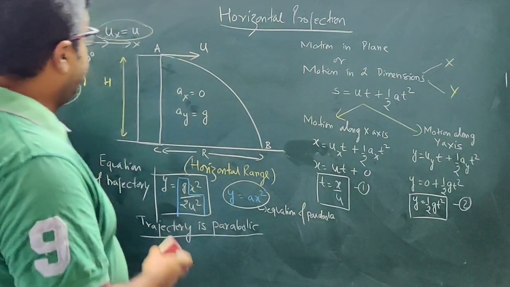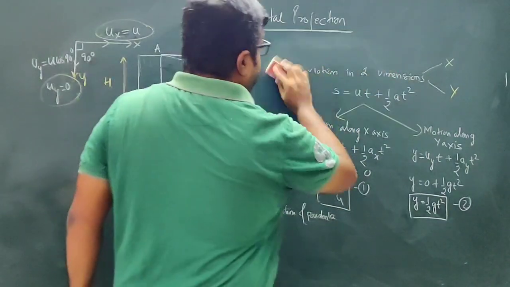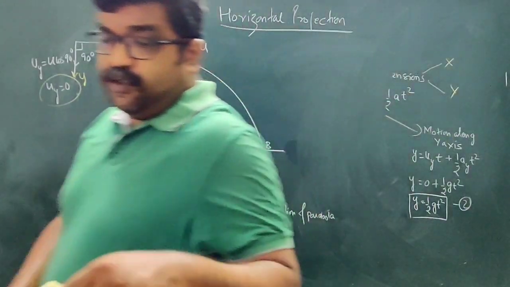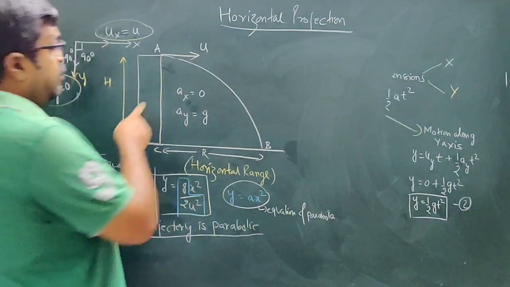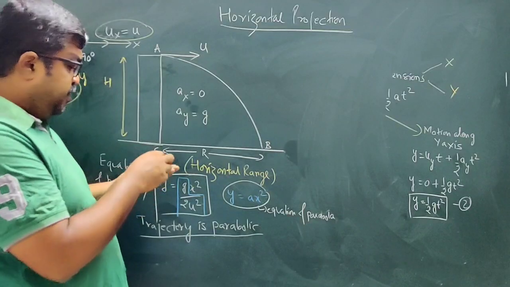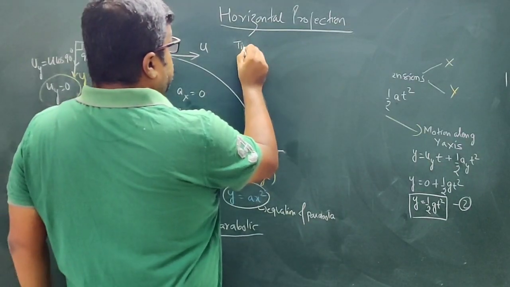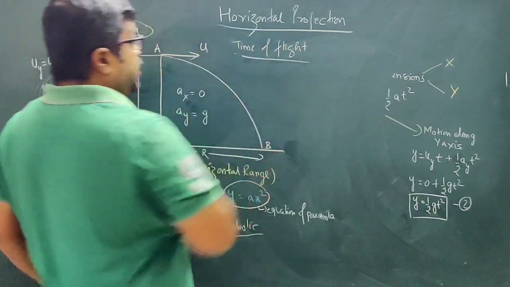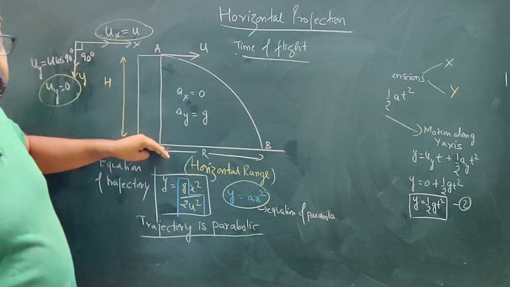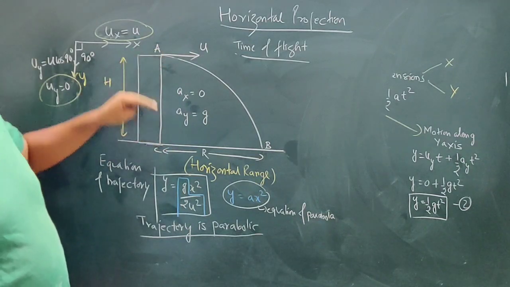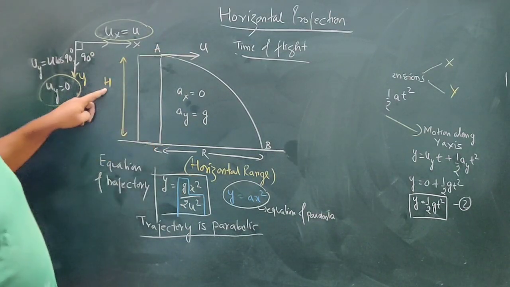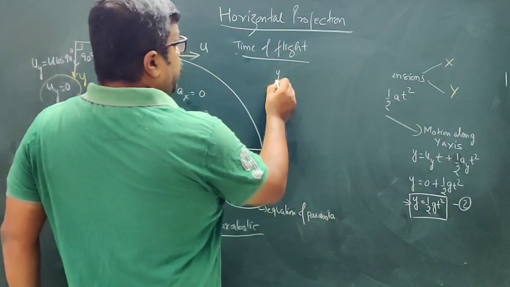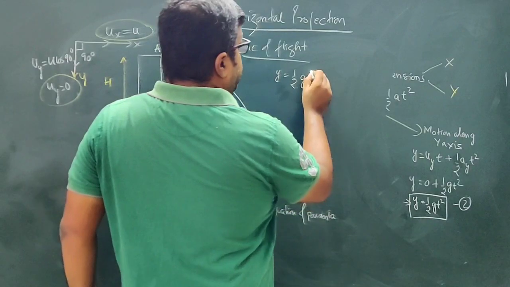Next, if we have to find the time of flight. In this case, time of flight is the time taken to travel from A to B, isn't it? When it is coming from A to B, what is the displacement along the y-axis? H, isn't it? So we use the equation y is equal to half g t square.